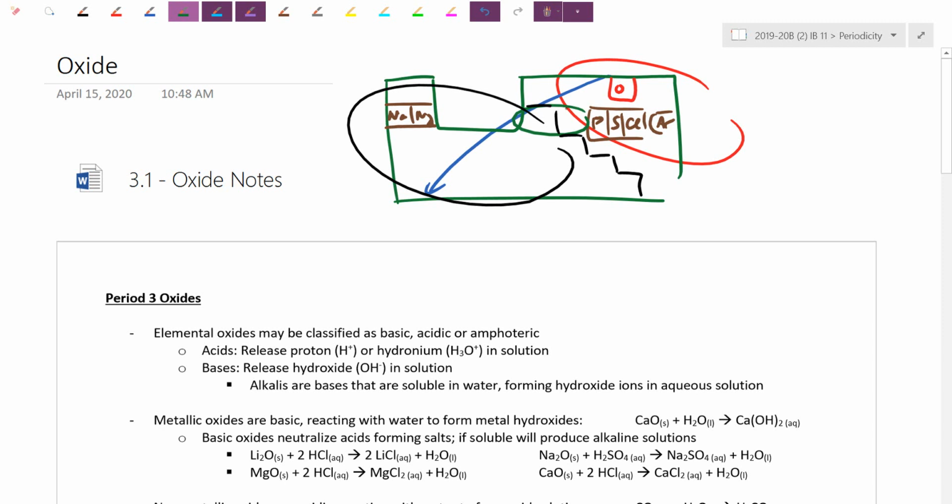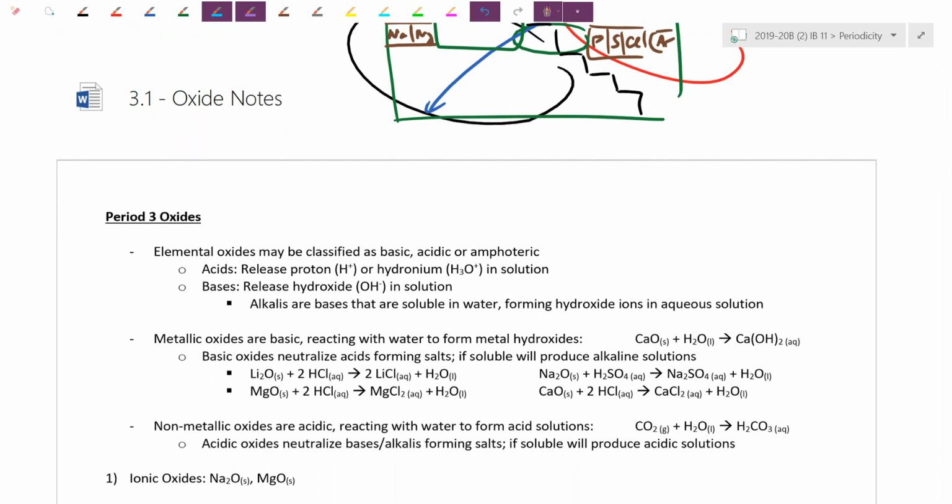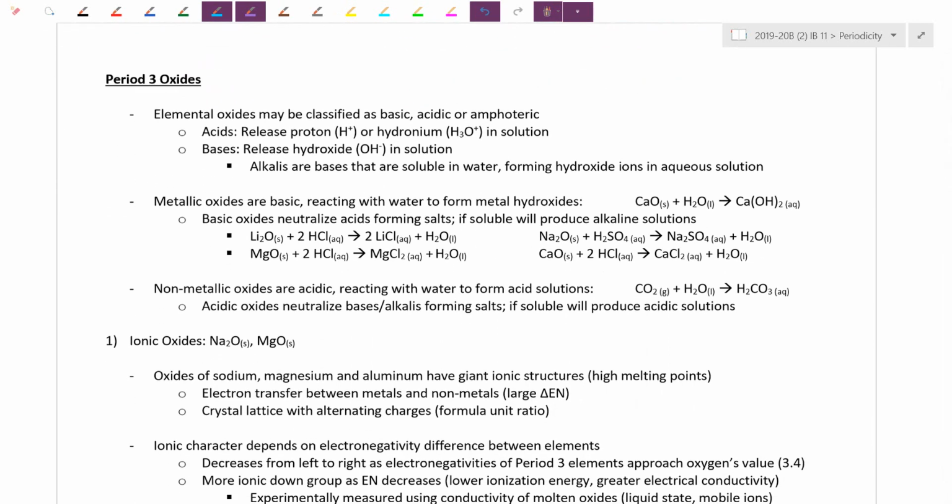So I've typed out some of these notes for you as well, so as you listen through this lesson, it might be good to print off a copy of our notes, and then we can scribble over it as we go through. This section is on period 3 oxides. Before we get into the actual row 3, we're going to look at oxides in general. I mentioned already oxides are chemicals that are bonded to oxygen.